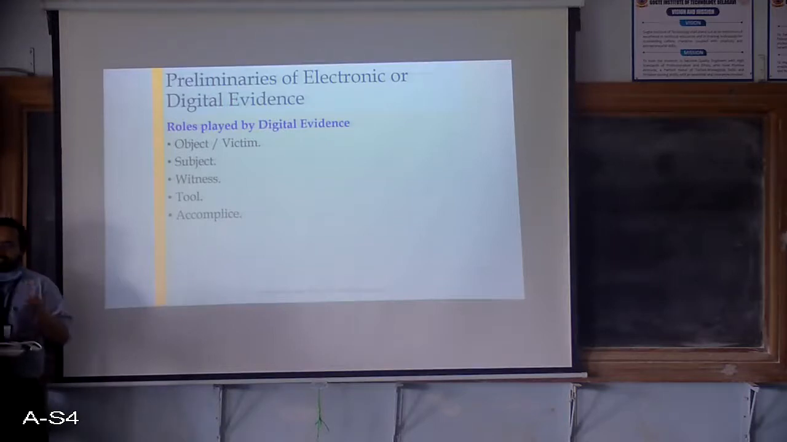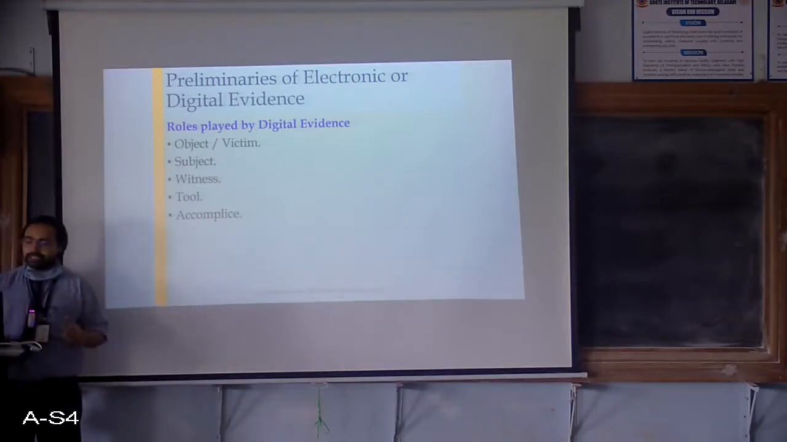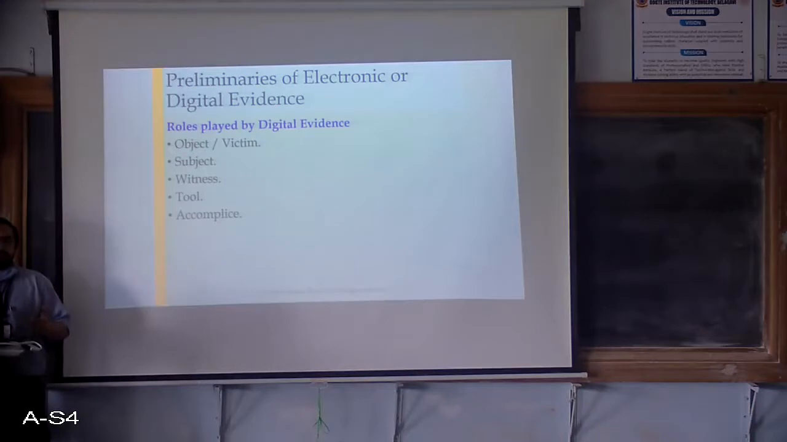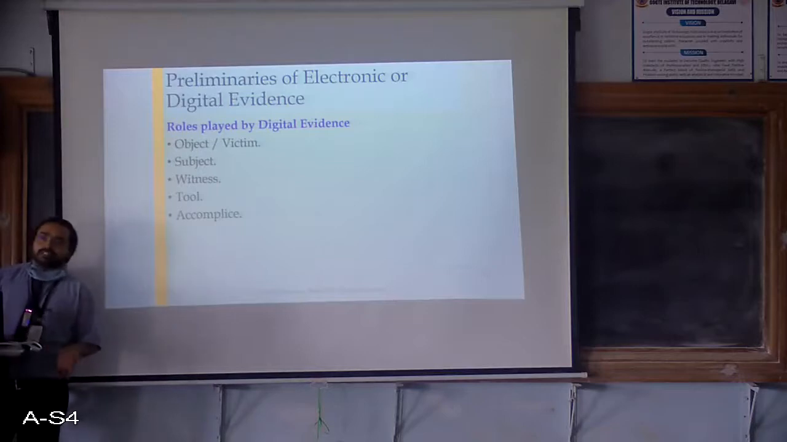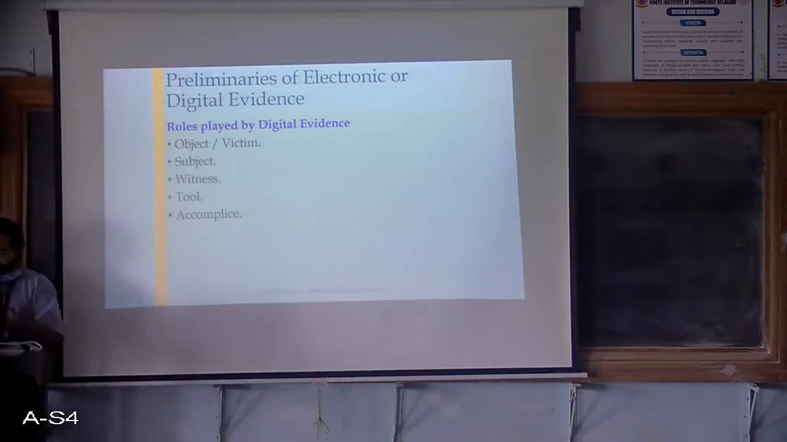So, these are 5 important roles played by digital evidence: object or victim, subject, witness, tool, and accomplice. Object or victim is the one against whom the crime has happened, you are affected by the crime. Subject is the person who commits the crime against you. Witness records the happening of the crime. Tool is a software or hardware which is used to perform the attack or crime. Accomplice is the vulnerability or the loophole in the software, hardware or system which helps the attacker to commit a crime.